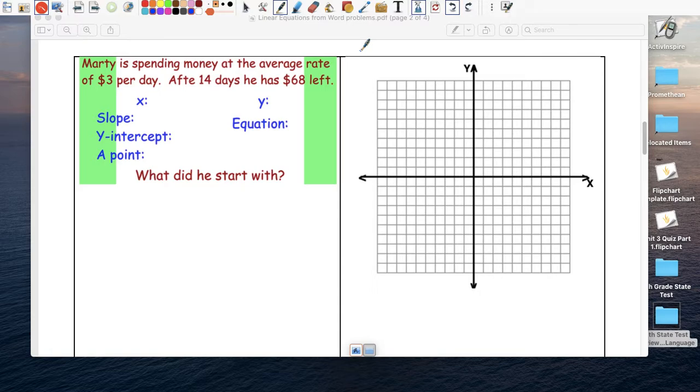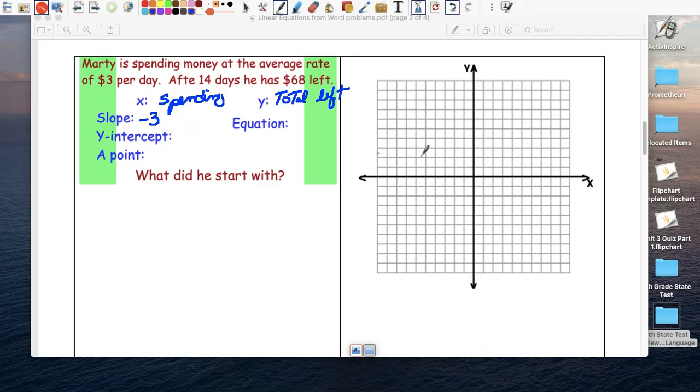So if you think about how much he has left, it depends on how much he spends every day, right? Spending and total left. Those are the two things. How much he has left depends on how much he spends. The slope, we know how much he spends. He spends $3 per day, so it's going to be negative, right? So -3. The equation, I'm going to hold on to that.